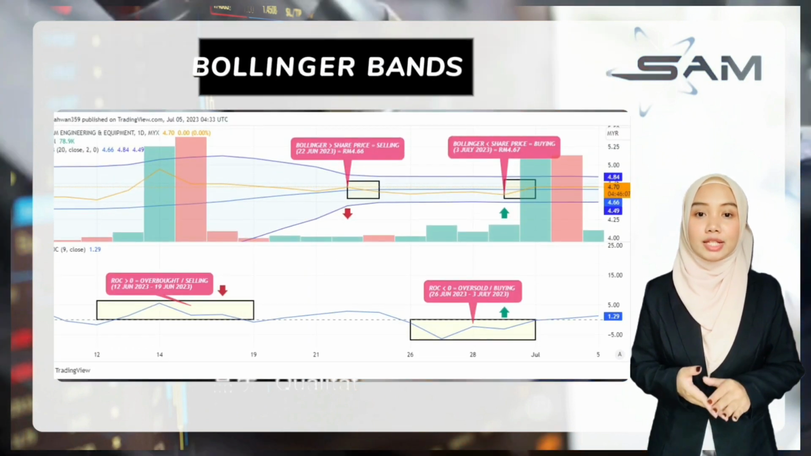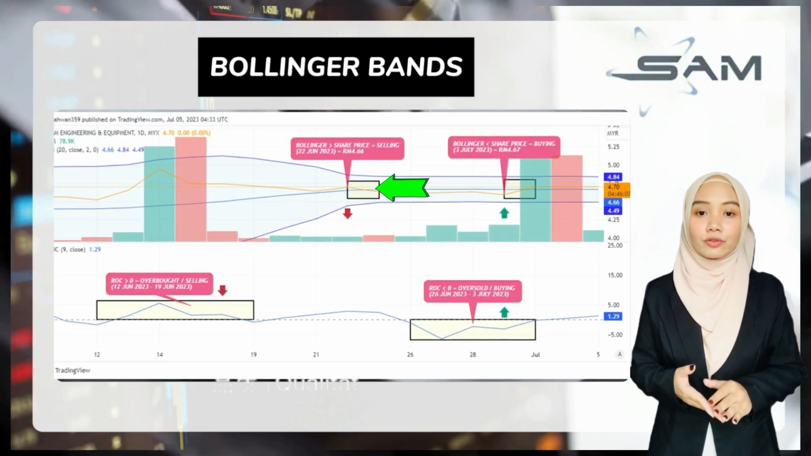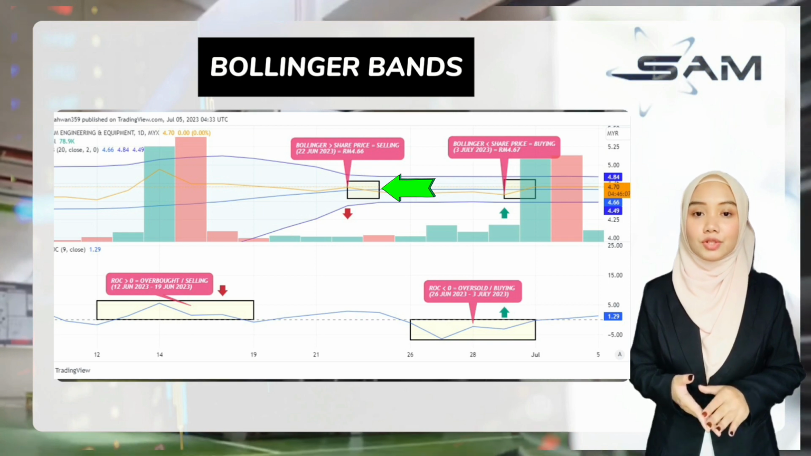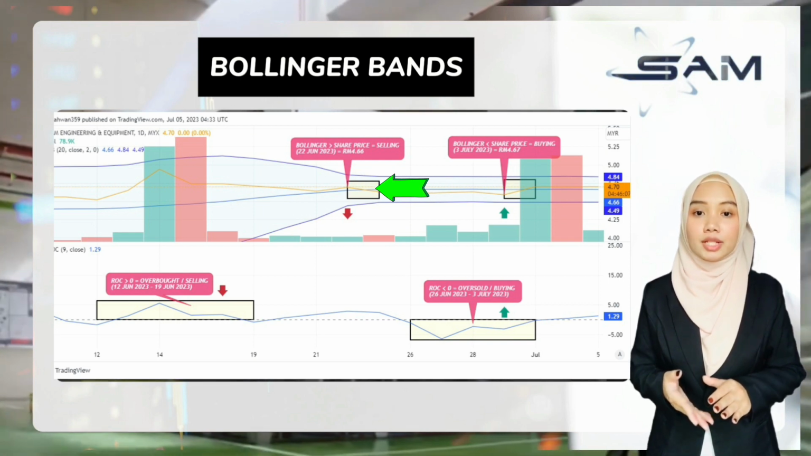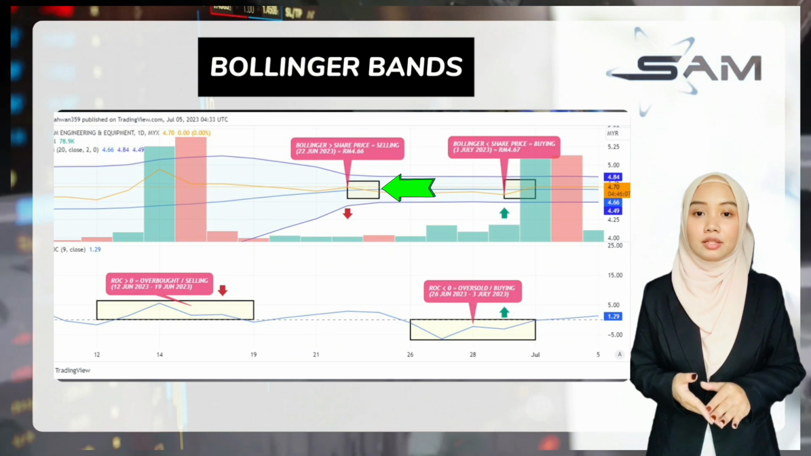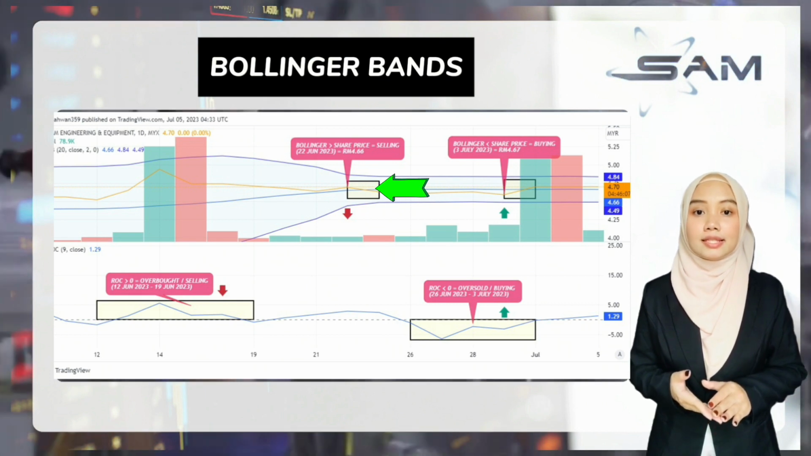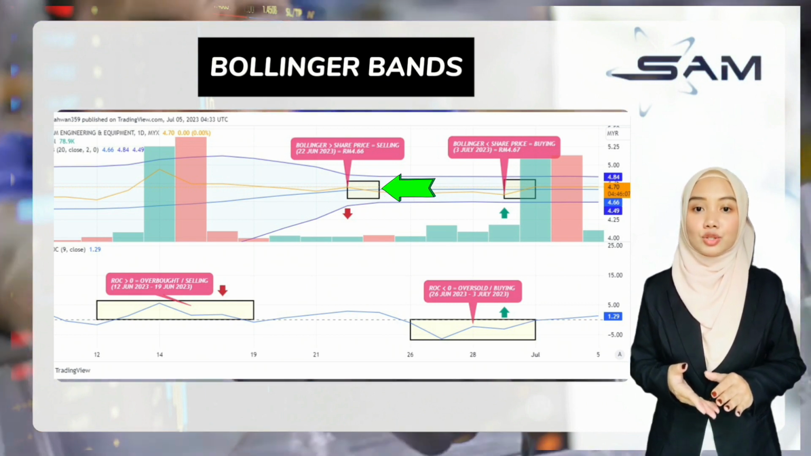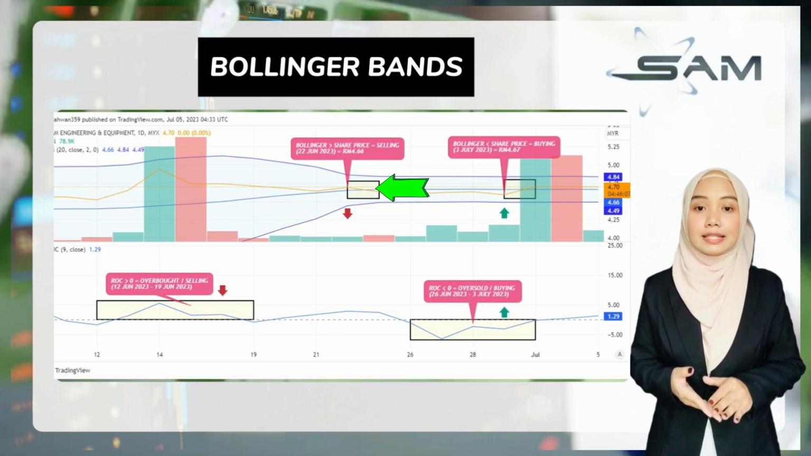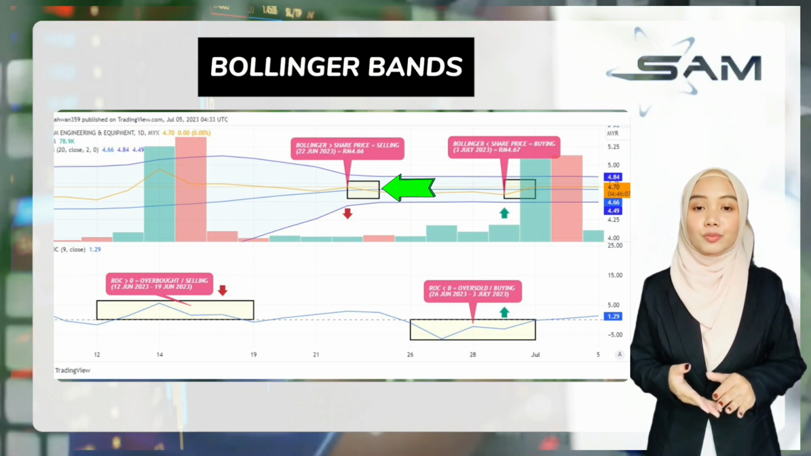Next indicator is Bollinger Band. Based on the graph above, on 22 June 2023, the share price was below the Bollinger Band. Stock is considered oversold and signaling a selling signal. Hence, investors should sell the share at 4 ringgit 60 in order to prevent loss.